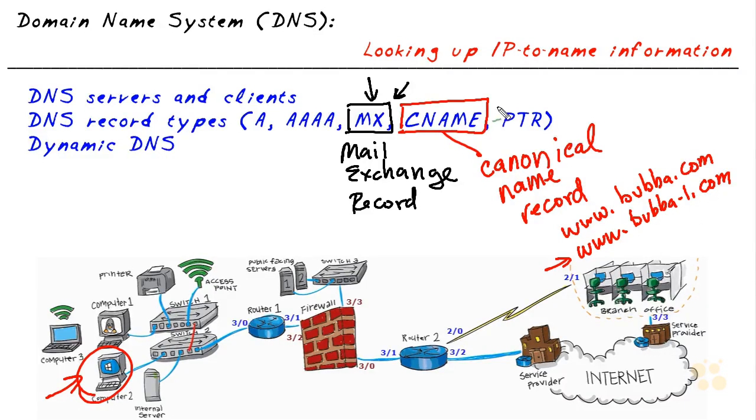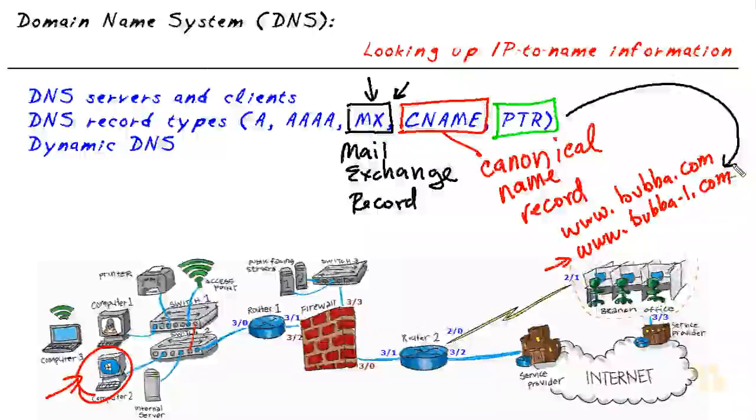And the last one I want to share with you here is a pointer record. And it's called a pointer record because it actually points to a name. Now, most of the time, we're using DNS to resolve a name, like www.cbtnuggets.com to an IP address. However, if we want to flip that, if we have an IP address and we start there and we say, what is the domain name associated with this IP address, that's when the pointer record is used.